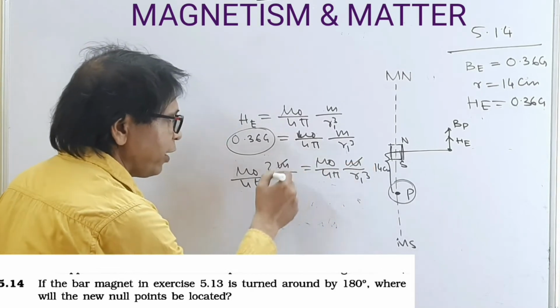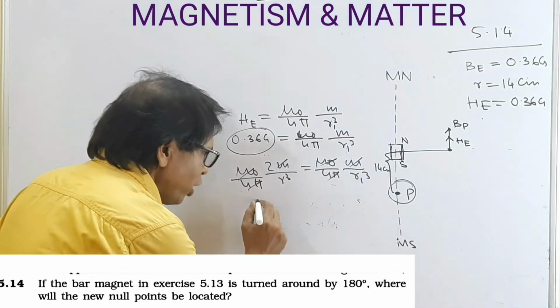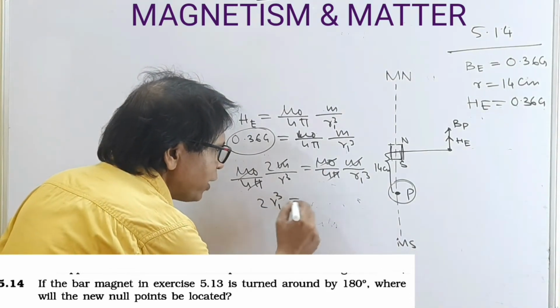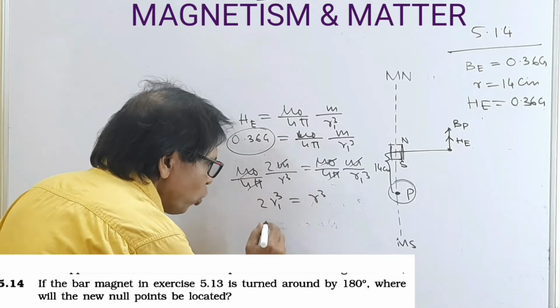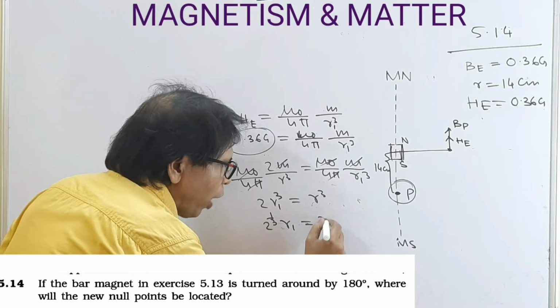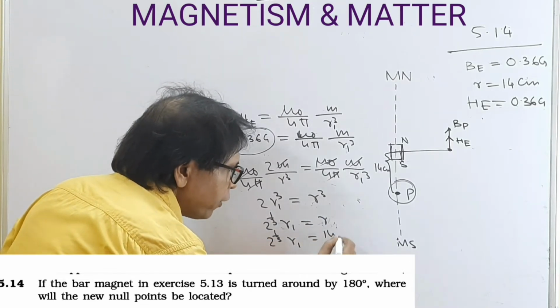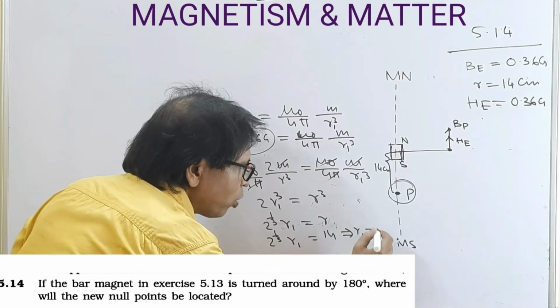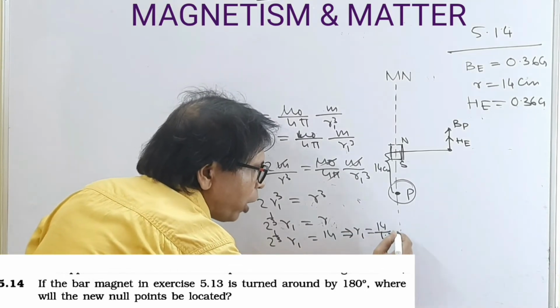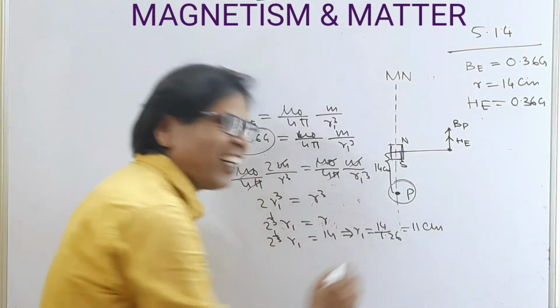Now this cancels out. So look at this, 2 r1 cube equals r cube. So 2 to the power 1/3 into r1 equals r. Now 2 to the power 1/3 r1 equals 14, so r1 equals 14 divided by 1.26, which is almost 11 centimeters.